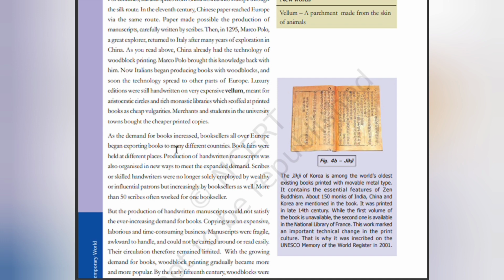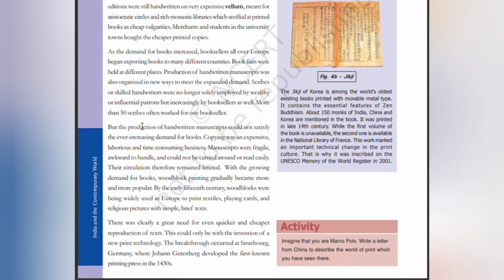Book fairs were held at different places. Production of handwritten manuscripts was also organized in new ways to meet the expanded demand. Scribes or skilled handwriters were no longer solely employed by wealthy or influential patrons, but increasingly by booksellers as well. More than 50 scribes often worked for one bookseller. But the production of handwritten manuscripts could not satisfy the ever increasing demand for books. Copying was an expensive, laborious, and time consuming business. Manuscripts were fragile, awkward to handle, and could not be carried around or read easily. Their circulation therefore remained limited.